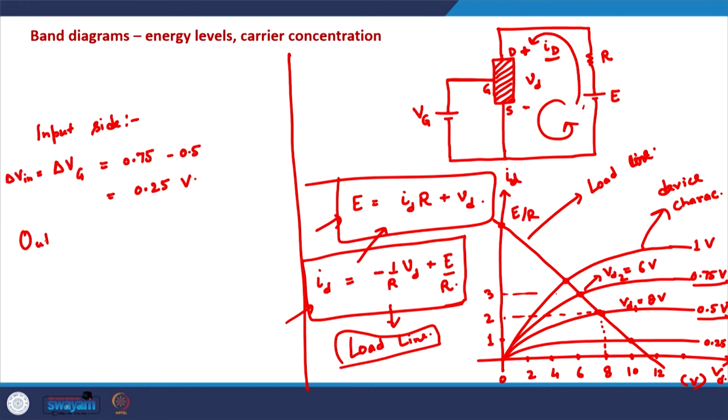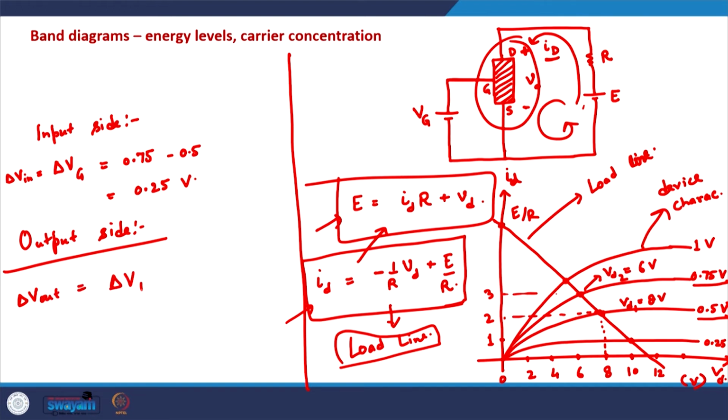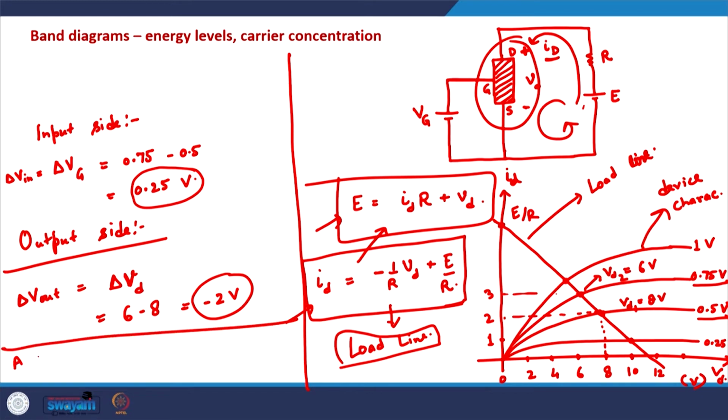On the output side, the voltage that is reflected through the device here, the change in the output voltage is delta VD essentially, and the delta VD value is 6 volts minus 8 volts, it is around minus 2 volts. So, if we are changing the input voltage, the gate voltage, by 0.25 volts, the output voltage is being changed by minus 2 volts.